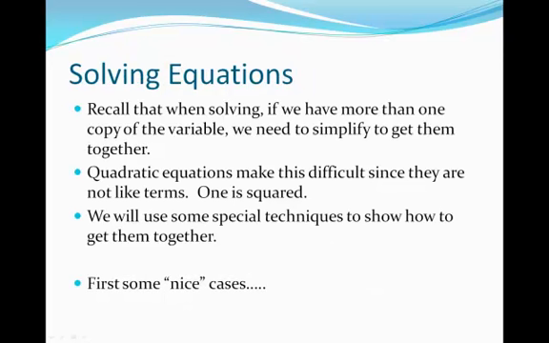So let's get into that solving process. Recall that when you're trying to solve an equation and you have more than one copy of the variable in there, you really have to get those variables together before you can isolate it. What makes this a little bit more difficult with quadratic equations is that you usually have more than one copy running around, and one of these copies of the variable is squared. Well, you can't really combine an x squared with an x. So we have to go over some special techniques on how to get around this problem, and see ways that you might be able to combine them, or maybe even ways where you don't even need to. But let's first start off with some nice cases.